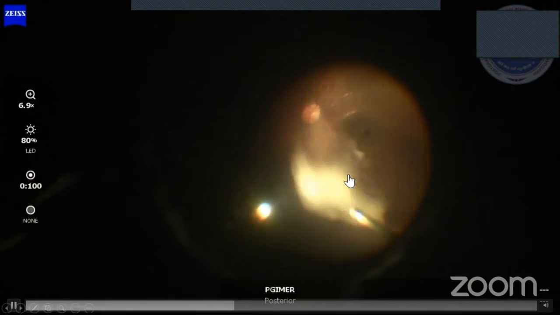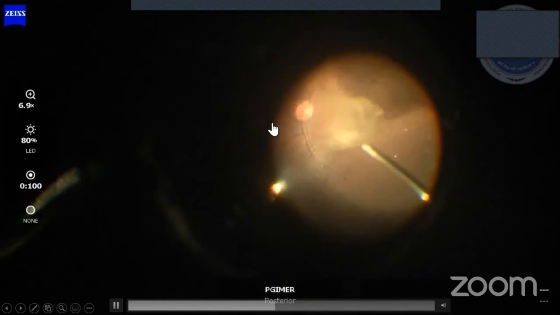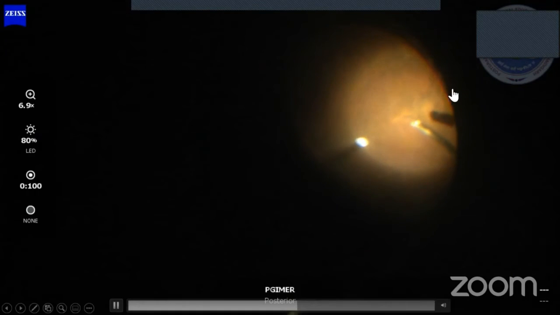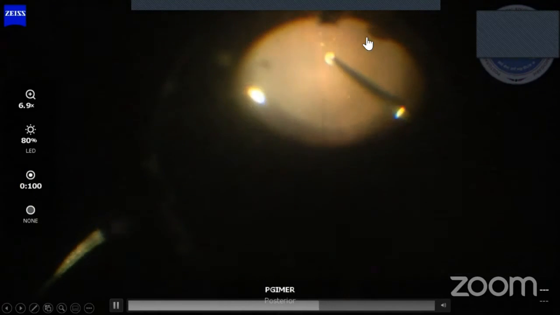So you can see this hemorrhage, a relatively easy surgery, but a media opacity in a 7-month-old child is very amblyogenic and can't be left for long. And you can see this involved area right here with the vasculitis and the retinal pigmentation.